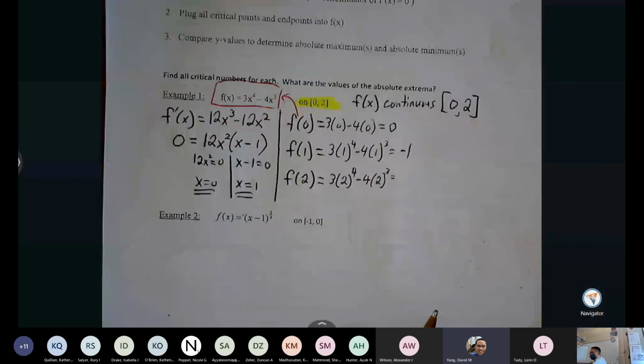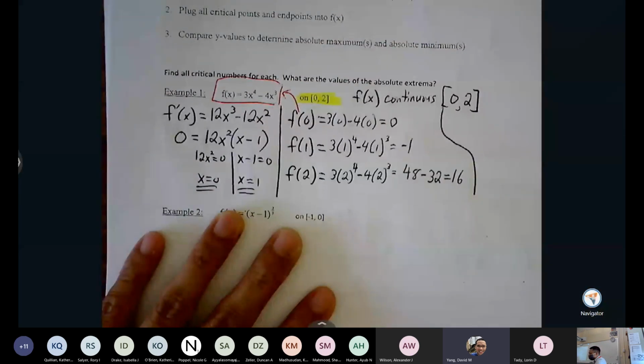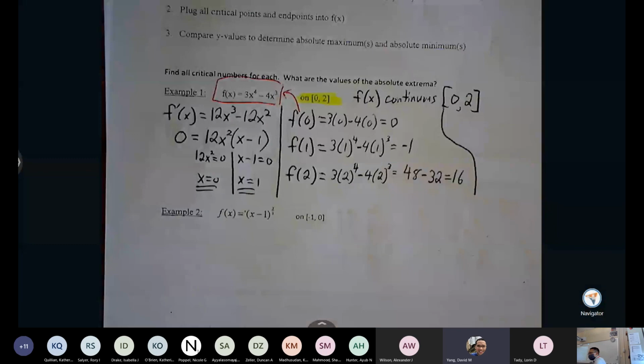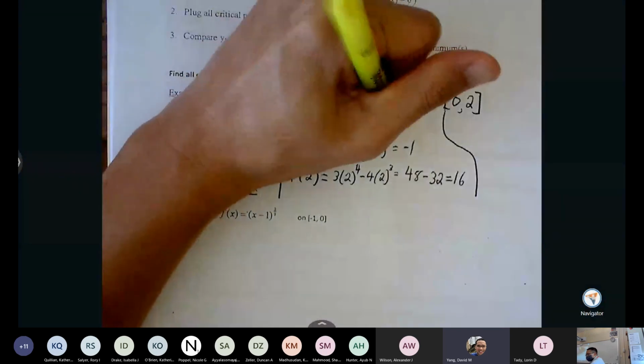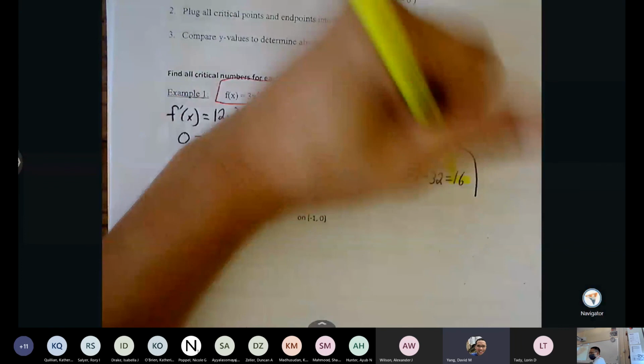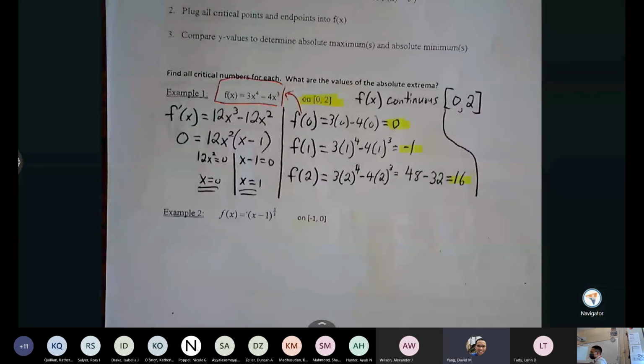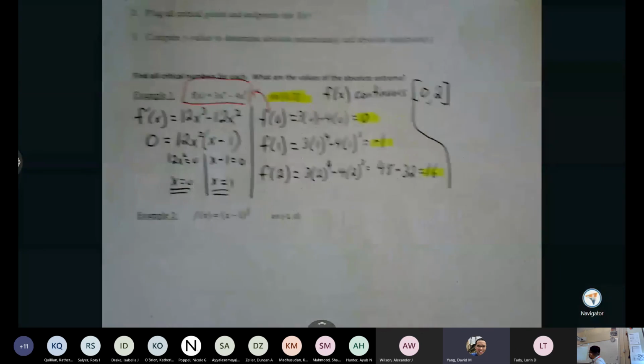So 3 times 16 is 48. 4 times 8 is 32. Okay, so now our attention is focused directly on these numbers. These are the numbers that we're going to use to determine absolute max and absolute min. All right, what's the highest number that we see?